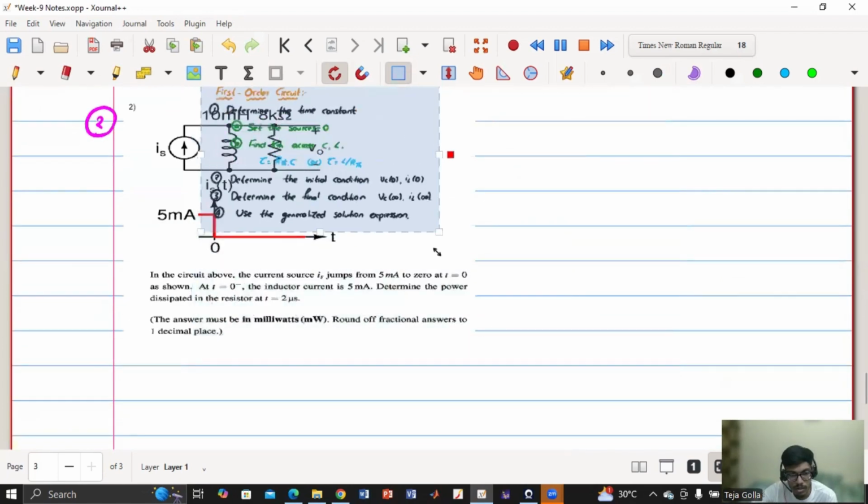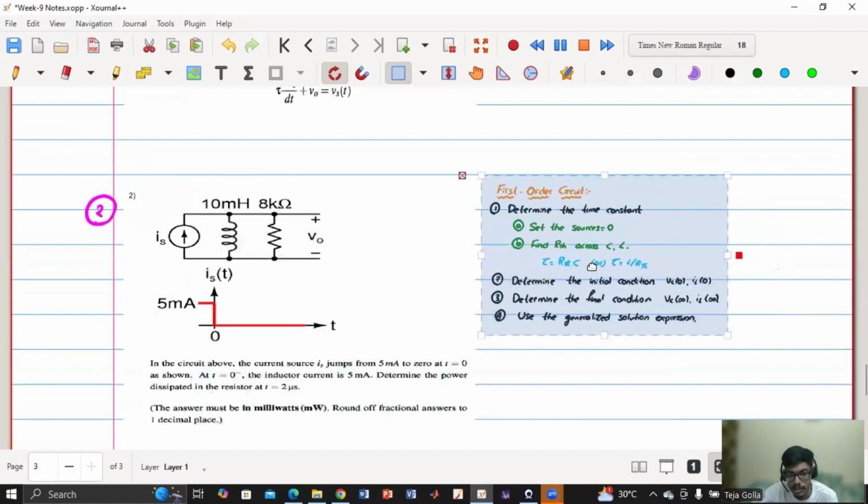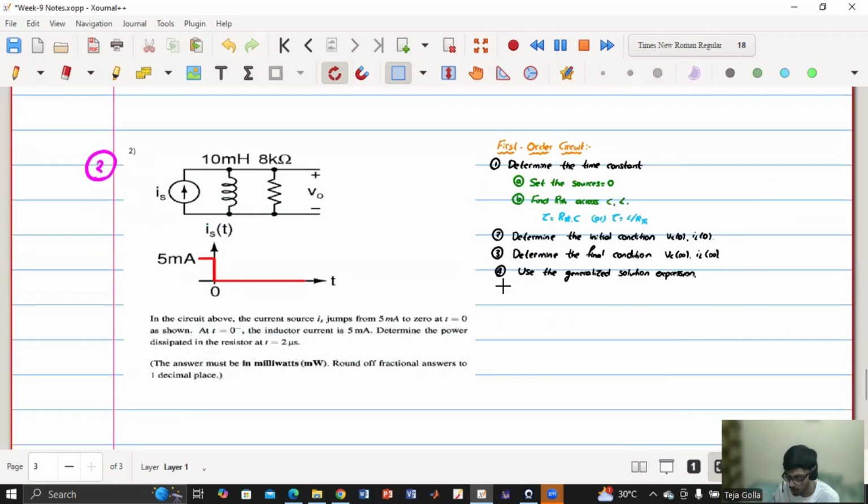I am making it small. Okay, I'm keeping it here. So first we'll have to determine the time constant. What is the value of the time constant in this question? 1.25. Yeah, so tau is L by R. L is 10 milli by 8 kilo, so it is 10 by 8, which means 5 by 4, which is 1.25. Yes, you are right. So 1.25 microseconds.